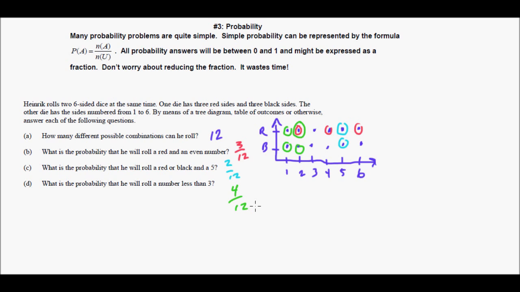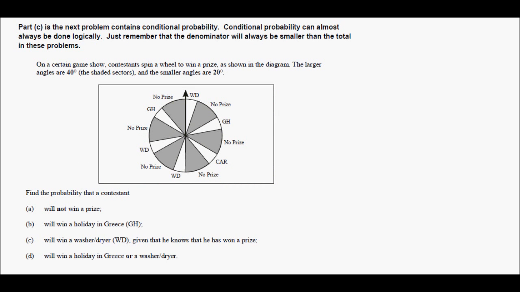Let's do another one. Okay, so it says part C in the next problem contains conditional probability. Conditional probability can almost always be done logically. Just remember that the denominator will always be smaller than the total in these problems. Okay, no problem. We'll get to that in a second.